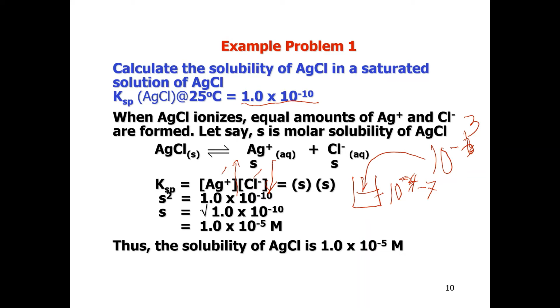Okay, this one is when it is of equal concentration. Let me put it again. What is S? S is the term given as molar solubility. So what is the molar solubility? It is 1.0 times 10 to the minus 5. So the molar solubility of AgCl is based on the value of S.